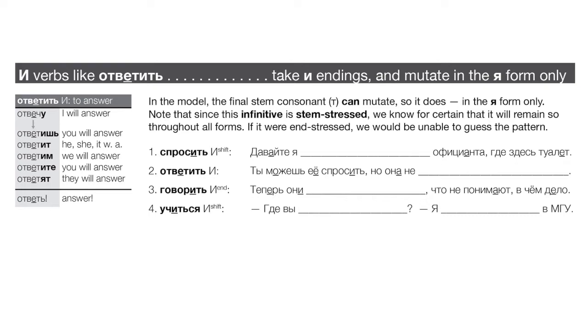Okay, so let's look at a few examples. Спросить. Okay, can that mutate? Yeah, с can mutate. So we want to say, why don't I ask the waiter where the bathroom is? Давайте я спрошу. Okay, so there's our я form. That's where we're going to get the mutation if one is possible. Here one is possible, so we have a mutation. Давайте я спрошу официанта, где здесь туалет. Okay, again, the pattern would be спрошу, спросишь, спросит. Everywhere else, we don't have a mutation.